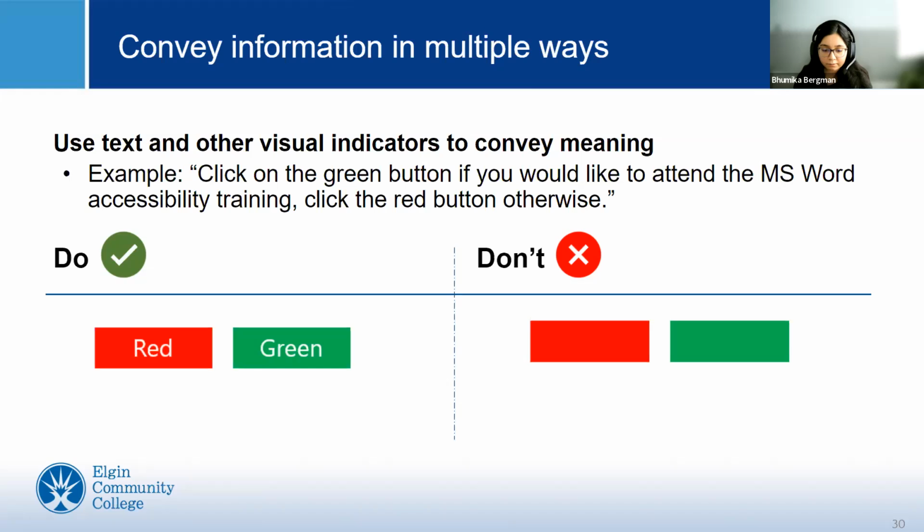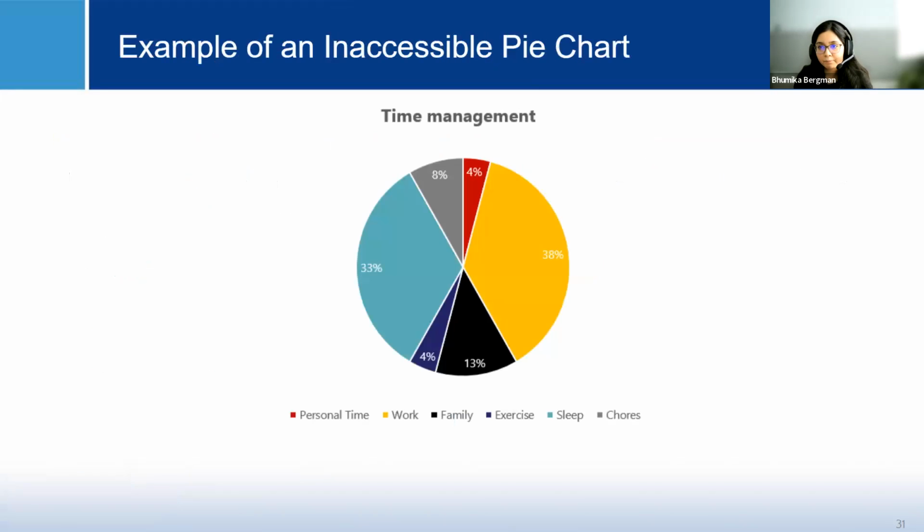So audience who may have color blindness for red and green, they won't be able to tell the difference. So use the text and the shape both to convey information. Here is an example of inaccessible pie chart, because there are no legends and the people with color blindness won't be able to associate the legends at the bottom with the information in the chart.